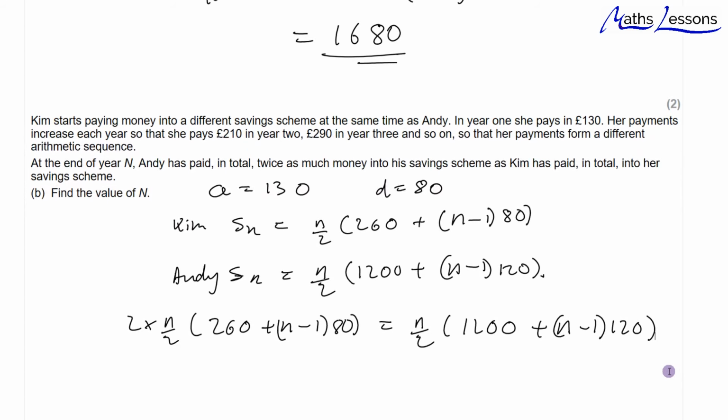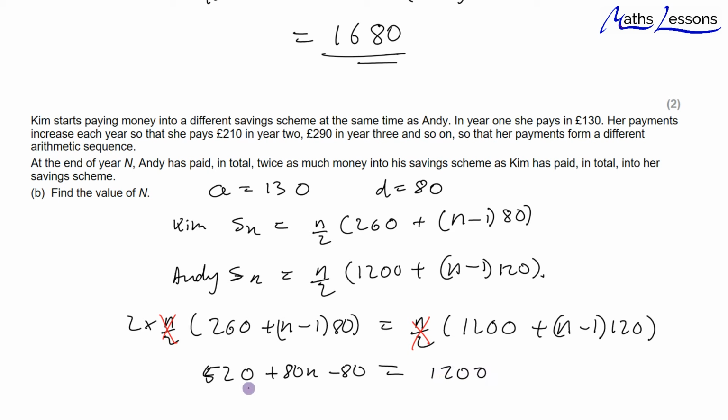Now, straight away we can cancel something. We've got a common factor both sides of n over 2. Now, I normally say never cancel common factors. Well, if you cancel n over 2, all you're losing is the solution where n equals 0, so before they even started, which is a trivial solution. So we can cancel those two out. Now, if we multiply out the brackets, we get 520 plus 80n minus 80 equals 200.